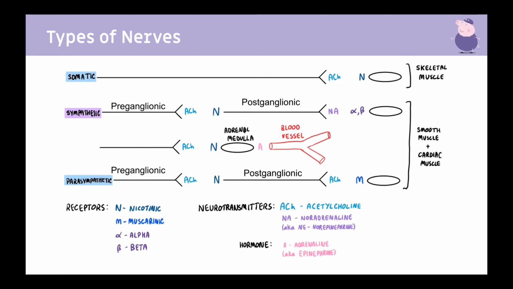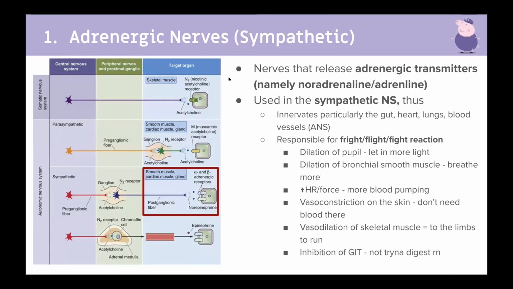Because that's more covered in semester 2. All right. So we'll first start off by briefly mentioning adrenergic nerves. These are less important in semester 1 compared to cholinergic nerves, but it's still good to have a basic understanding of this because you'll be doing a lot more on it in semester 2.